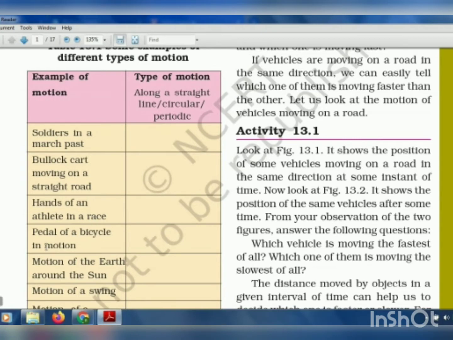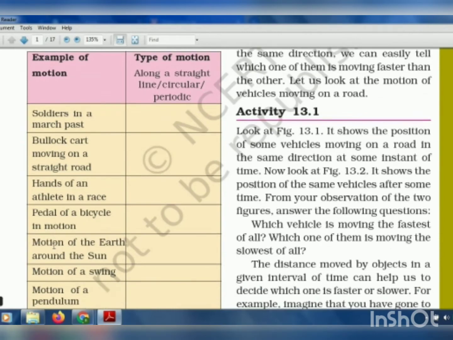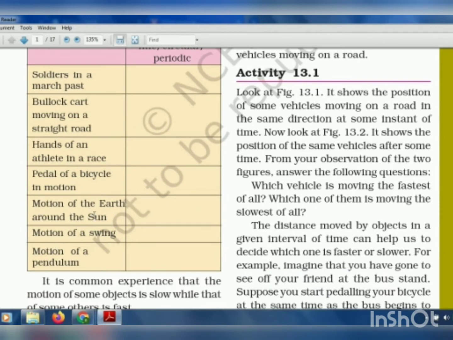Pedal of a bicycle in motion. So when you are cycling, the pedal of your cycle moves in a circular form. So we call it a circular motion. Motion of the earth around the sun is also circular motion because it is also moving in a circle form.